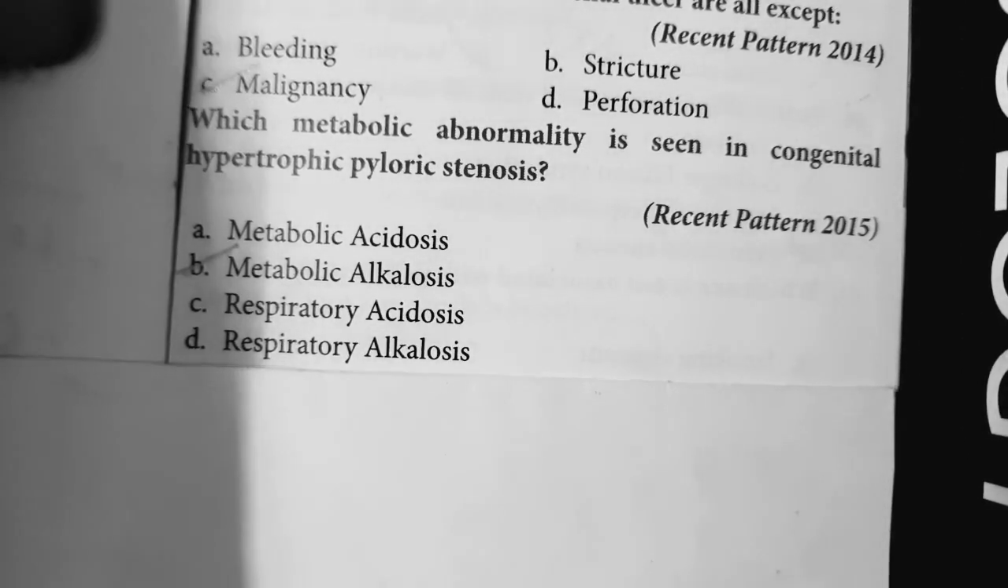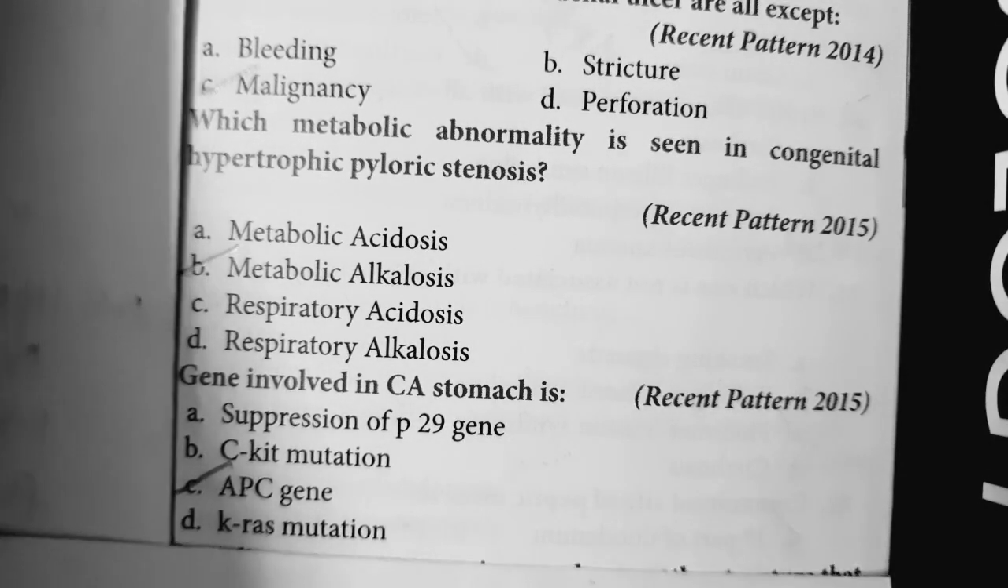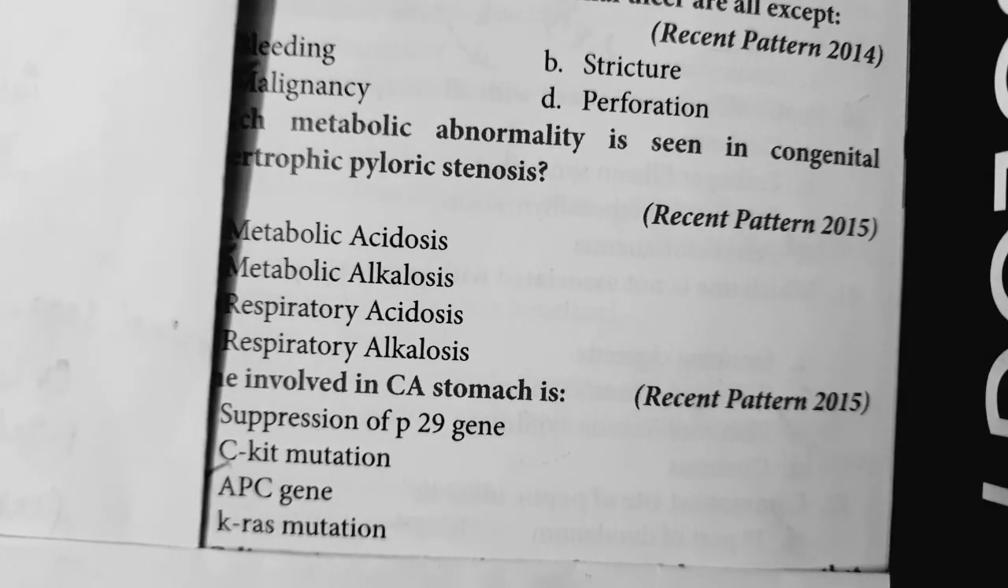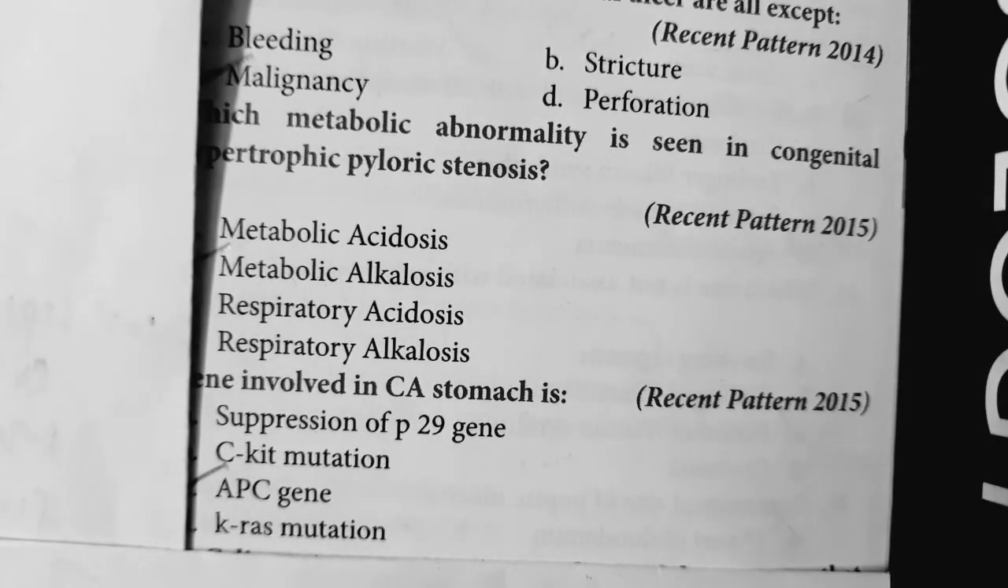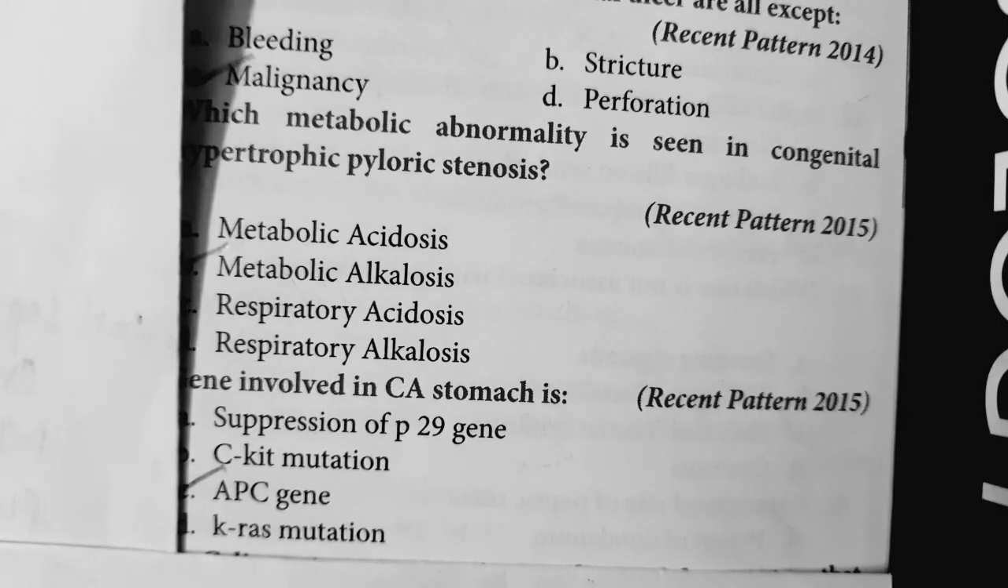So it is hypokalemic, hypochloremic metabolic alkalosis with paradoxical aciduria. Then question 9. Gene involved in carcinoma stomach is APC. What are the genes involved in carcinoma stomach? E-cadherin mutation, APC gene mutation, microsatellite instability, P53 mutations, P16 mutations, CERB-B2 mutations are involved in carcinoma stomach. Whereas c-KIT mutation is involved in gastrointestinal stromal tumor.